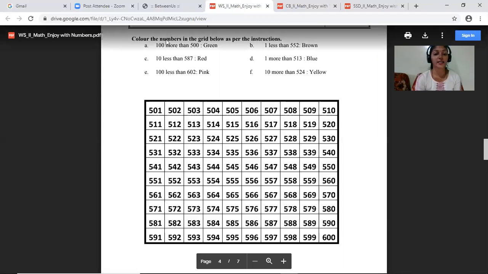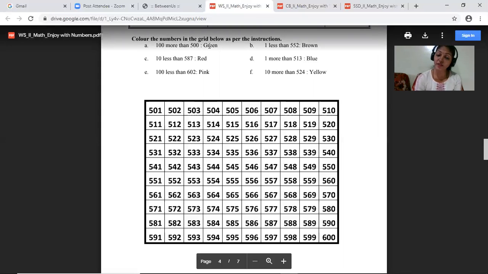Color the numbers in the grid below as per the instructions. That means we have to color the numbers as per the instructions given here. You can see A, B, C, D, E, F, right? So we have to read one by one and do it. All right. Let us do the first one now.